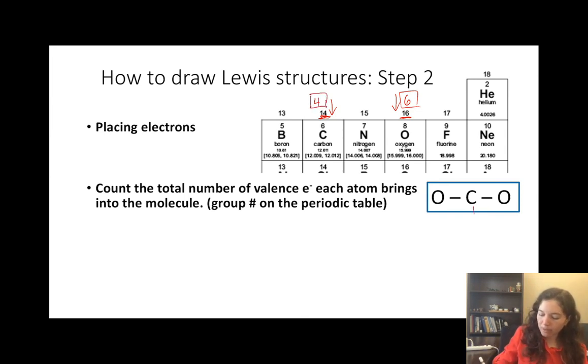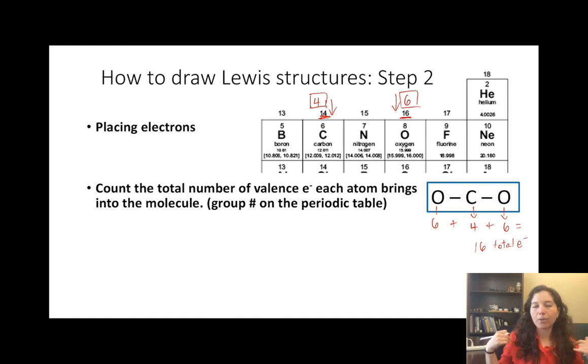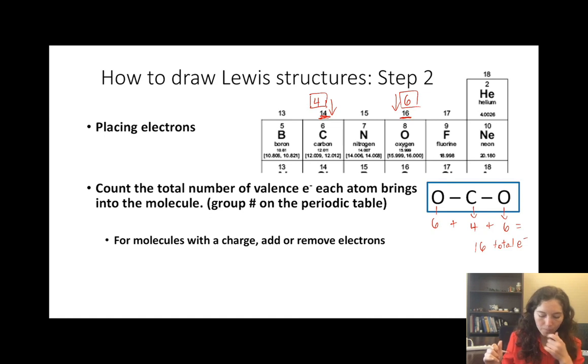So carbon's going to give us 4, oxygen is going to give us 6, and this oxygen is going to give us 6. We want to find the total, so we're going to add all these together. Inside of this carbon dioxide molecule, we need to place 12 and 4 is 16 total electrons. So around this carbon and around these oxygens, we have to put 16 electrons on them.